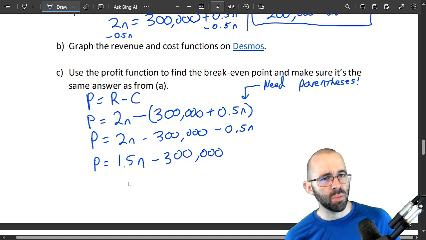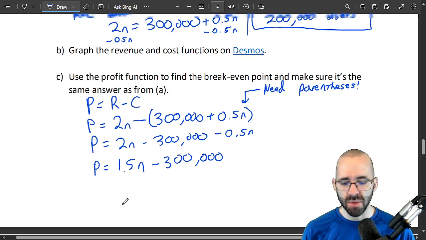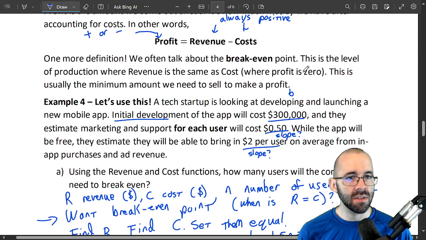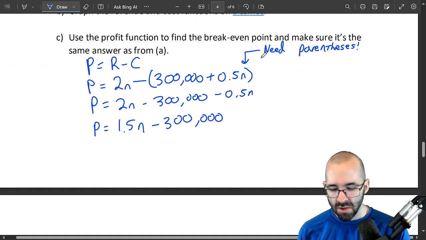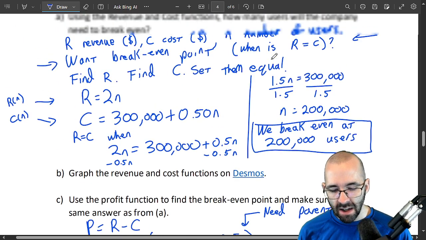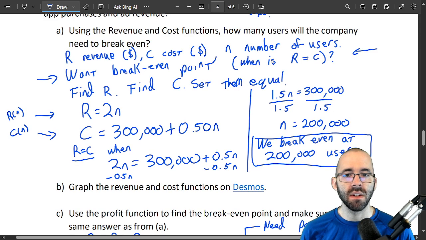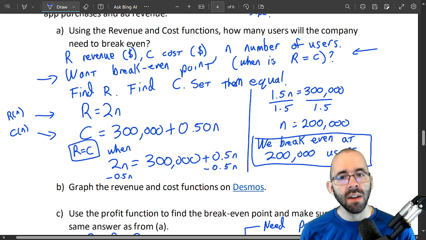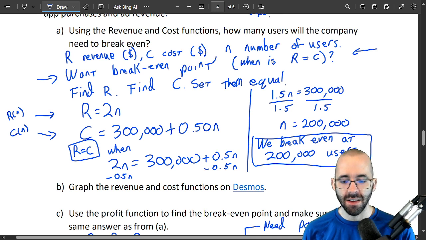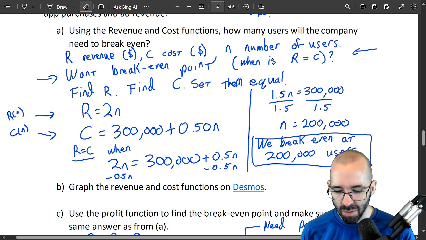So what did profit have to do with break even? We said the break even point was when revenue was the same as cost. Oh, it's also where profit is 0. It's the same thing. So when is profit equal to 0? And notice that this question is the exact same as this question, because profit's revenue minus cost. If you look at this equation and you subtract cost from both sides, the left will be revenue minus cost, the right will be 0. Revenue minus cost is just profit, so it is profit equaling 0.